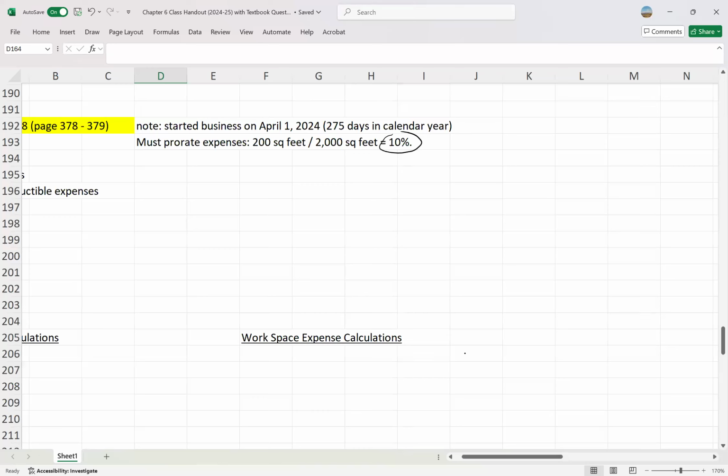Another thing to note is that he started his business on April the 1st. So he has a short fiscal year. And this is going to be applicable when we look at his CCA calculations. And this is something we did cover 2 weeks ago in chapter 5. If you have a short fiscal year, that usually will be the first year of business or the last year of business where you're not operating for the full 12 months, then you have to prorate your CCA based on the number of days in that fiscal year. So his business started on April the 1st. He's going to have 275 days in this first short fiscal year.